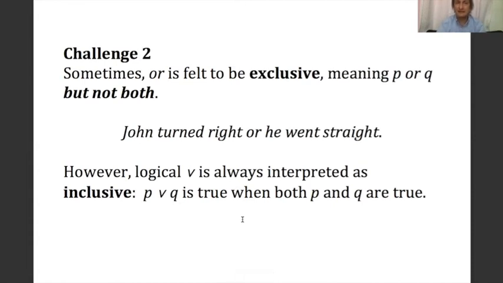A second challenge, more particular to OR, is that sometimes the English OR is felt to be exclusive, meaning P or Q, but not both. So if I tell you "John turned right or he went straight," I'm not trying to tell you that he might have done both. It seems like I'm trying to tell you he did one or the other, but not both. But logical OR is always interpreted as inclusive. The logical P or Q is true when both P and Q are true.